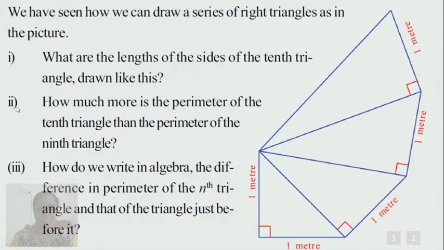Second question. How much more is the perimeter of the 10th triangle than the perimeter of the 9th triangle? Third question. How do we write in algebra the difference in perimeter of the nth triangle and that of the triangle just before it? So, here you can see a picture of triangles, and in the first question we want to find the lengths of sides of the 10th triangle drawn like this.